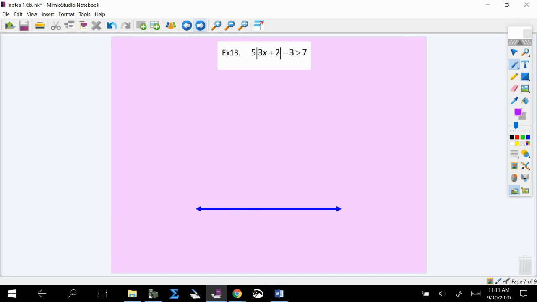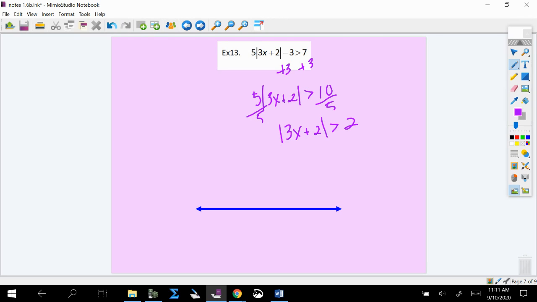Show you one more regular one, and then we'll do a quick talk summary about special situations. So again, we need to isolate the absolute value before I do anything. Before I start thinking about breaking it up, rewriting it, I need to get that absolute value by itself. So I'm going to add 3 to both sides. Divide by 5. Now I have my absolute value isolated.